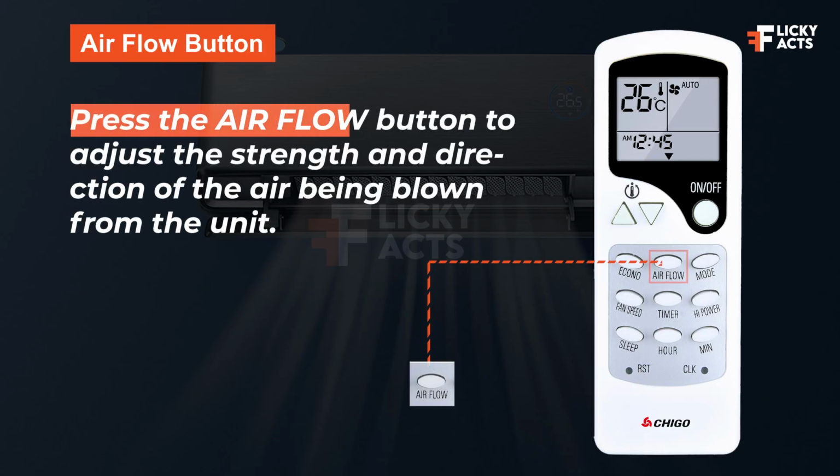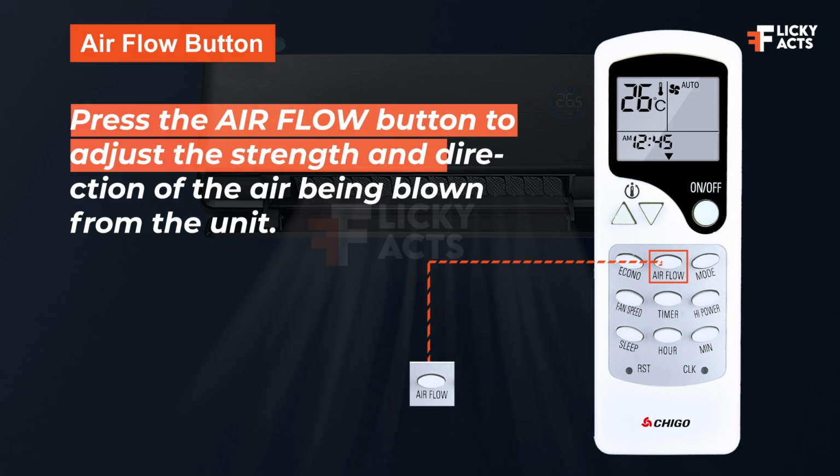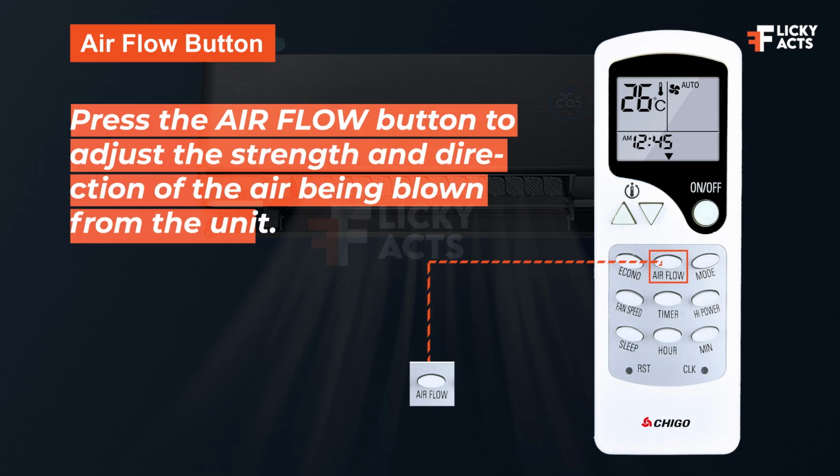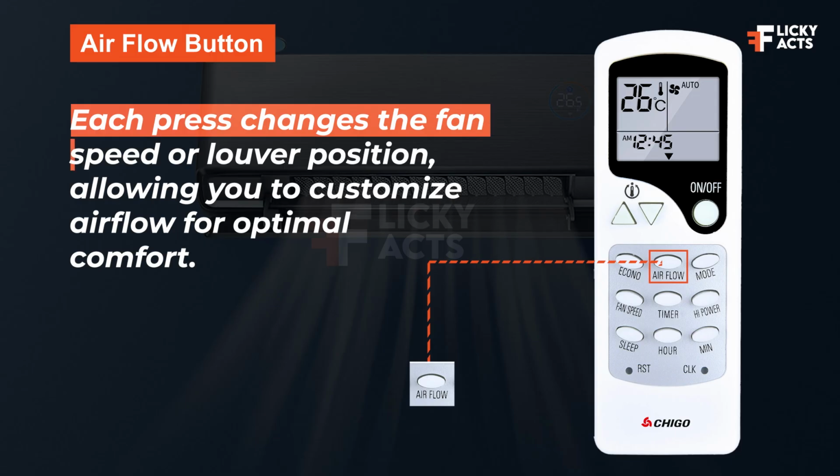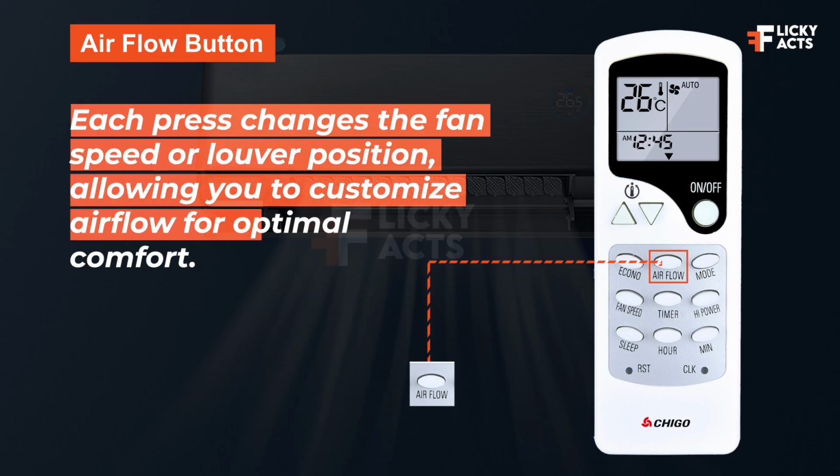Press the airflow button to adjust the strength and direction of the air being blown from the unit. Each press changes the fan speed or louver position, allowing you to customize airflow for optimal comfort.